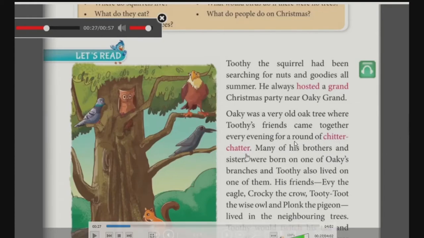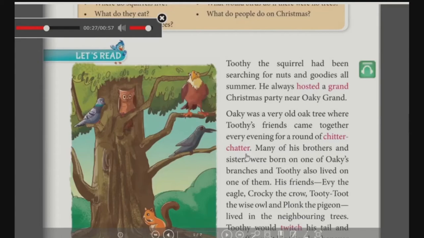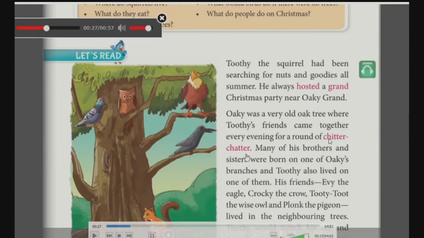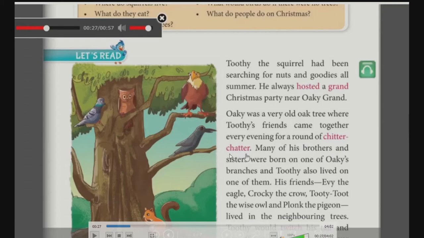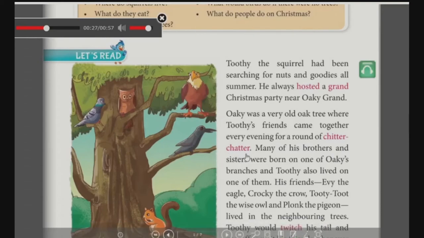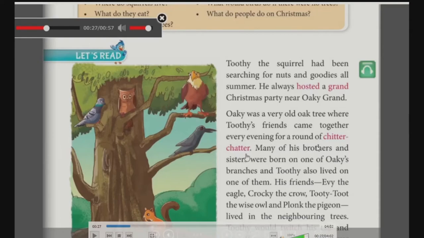In this sentence, round does not mean shape. Round means when you meet many people together at a time. What do you mean by chitter chatter? This happens mostly with small children. When they sit together, they keep on talking a lot, continuously. That is known as chitter chatter. Or in Hindi, sometimes we also say gappe marna. They used to meet in the evening just to talk to each other.